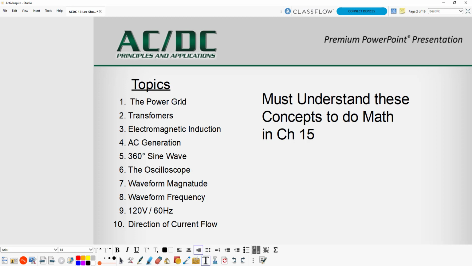Number one, we're going to talk about the power grid. Number two, transformers. Number three, electromagnetic induction, which is a term that you need to remember. Number four, AC generation. Number five, the 360-degree sine wave. Number six, the oscilloscope. Number seven, waveform magnitude. Number eight, waveform frequency. Number nine, 120 volts, 60 hertz. Number 10, direction of current flow.